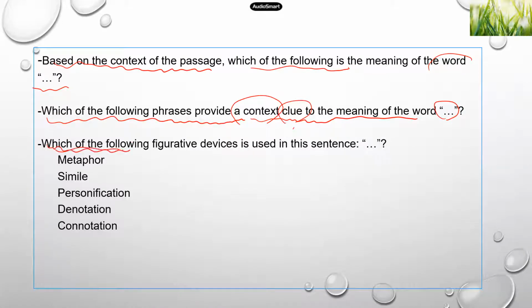And next, which of the following figurative devices is used in this particular sentence, a sentence from the passage? And these are the common figures of speech: metaphor, simile, and personification. Now, the T study menu also includes denotation and connotation, so I also list those two here.